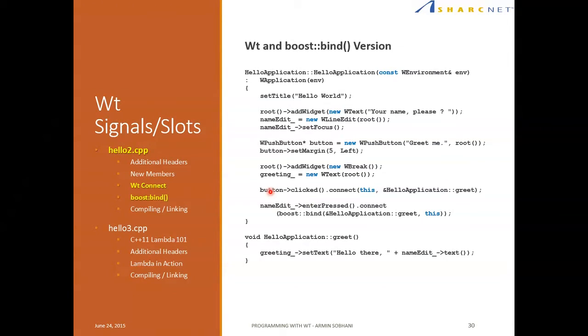But here, as we can see, we can connect this to our function or the slot. But we should do it twice. One, when the button is clicked, it calls the greet function, which just prints the message hello there. And there is another one that we should do, because maybe the user, rather than clicking on the button, presses enter in the edit box. So we connect the same slot, which is greet, to that signal too.